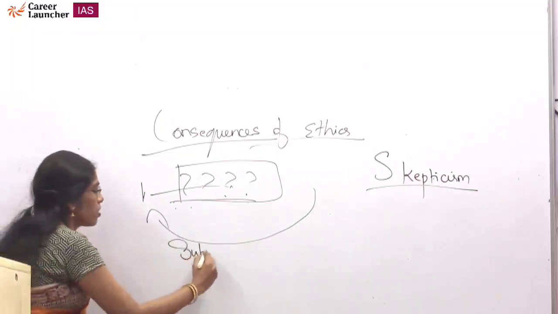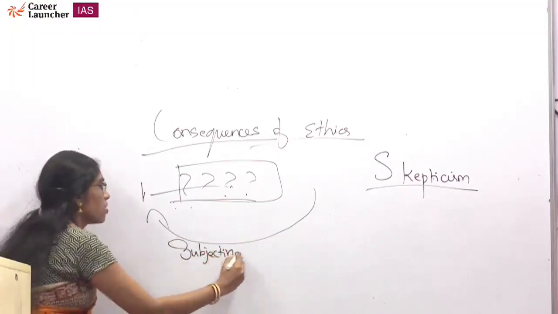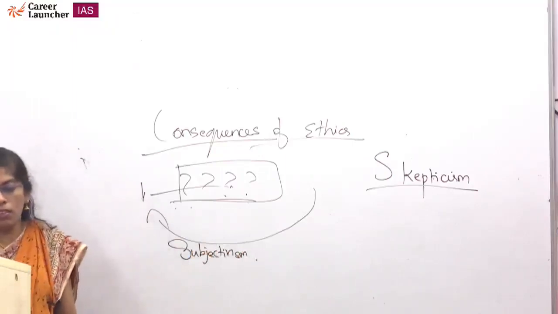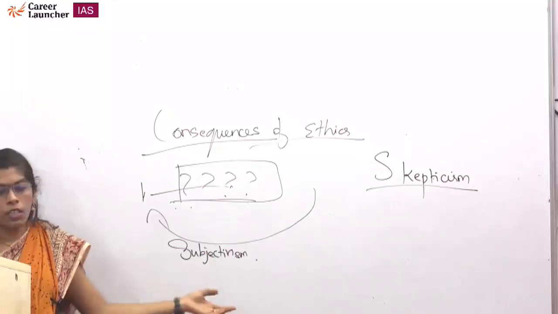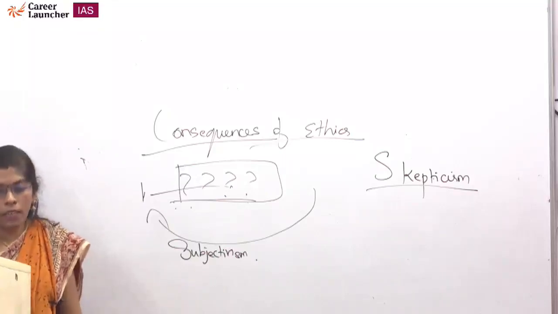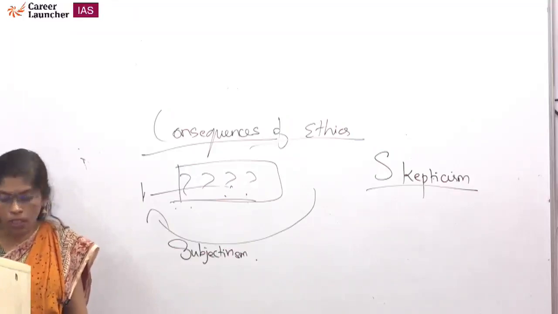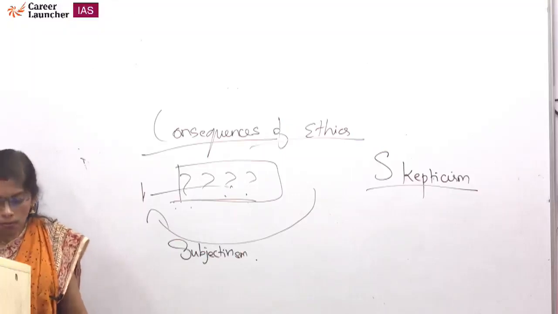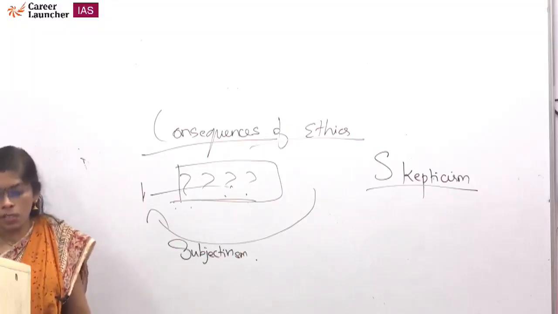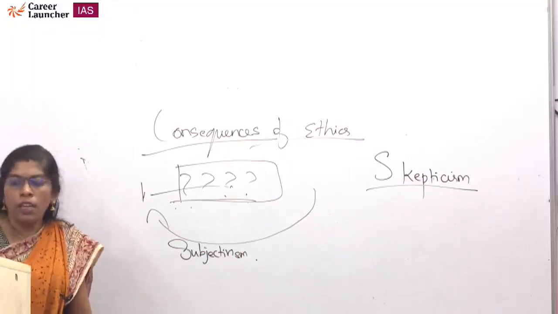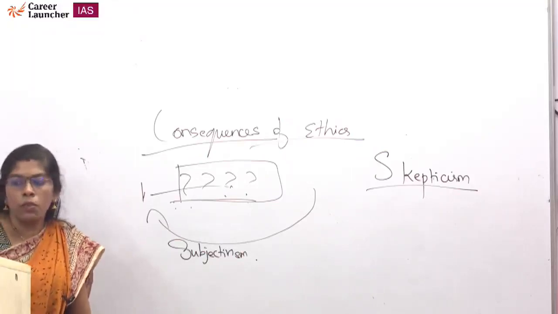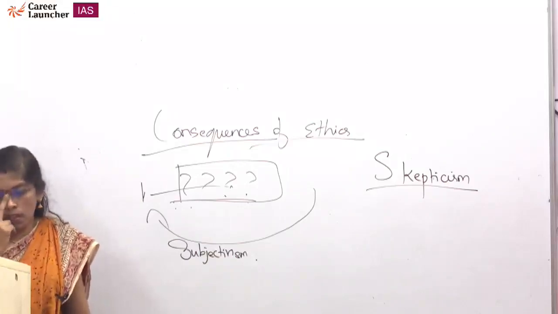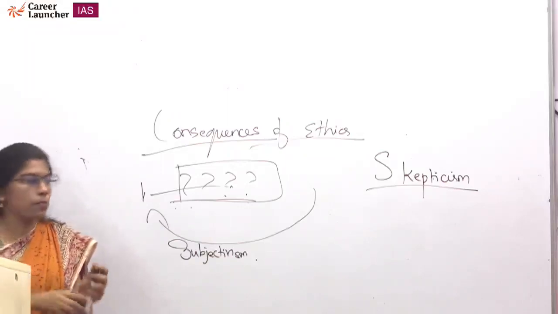Then ethical subjectivism. Under that, morality is not dependent on society, but only on the individual. That is ethical subjectivism. Okay, individual.